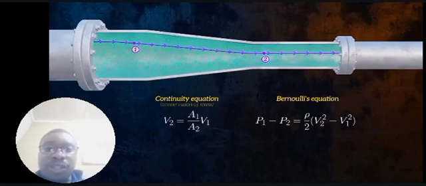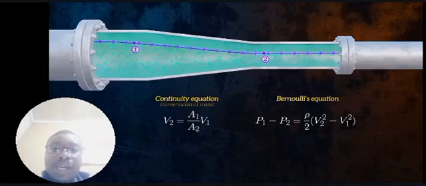So with that in mind, we have our continuity equation that says velocity at point number 2 is equal to area 1 divided by area 2, multiplied by velocity 1. So here you can see that if the area A2 decreases, then our V2 is going to increase. As the area decreases, the velocity is going to increase. So as the fluid moves from point number 1 to point number 2, its velocity is going to increase because the area there has decreased.